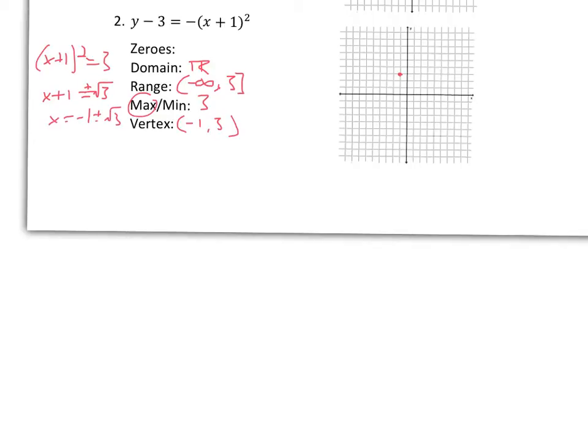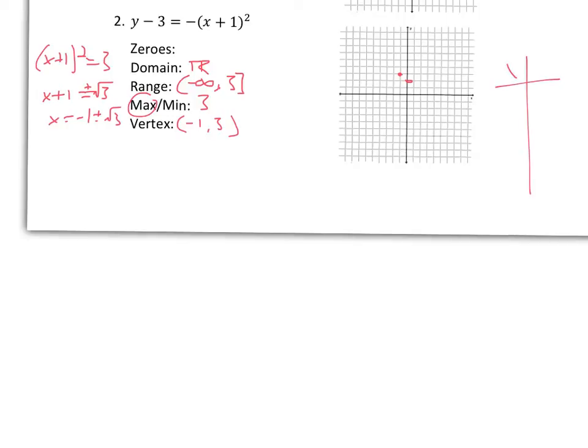Now you could obviously plot those on there. It's kind of hard to do. We can get the y-intercept, though. The y-intercept is going to be -1 plus 3. Okay, it's 2. Okay, and we can go from there.